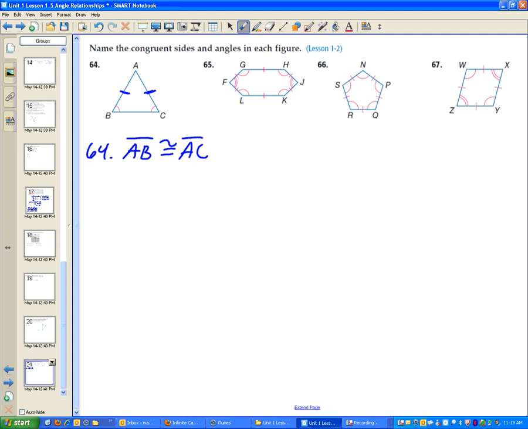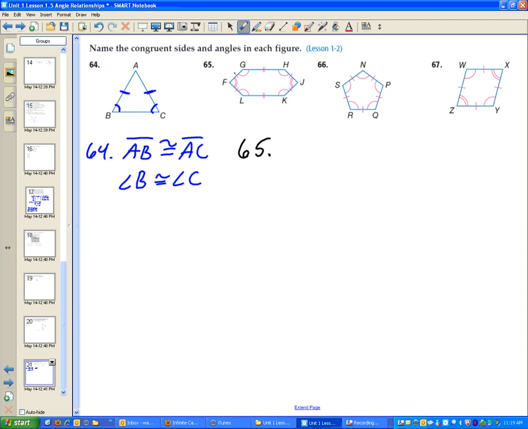Well, then look how angle B is marked as congruent to angle C. Those are 2 of the angles of the triangle. Angle B is congruent to angle C, and we've named all the congruent angles in the figure. So when we get to 65, which is a little more involved, let's look.